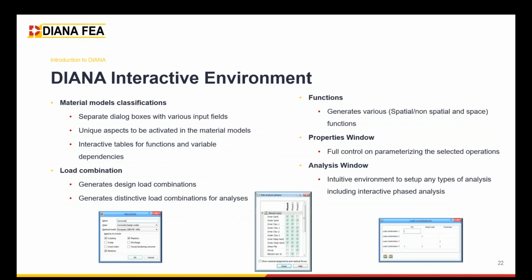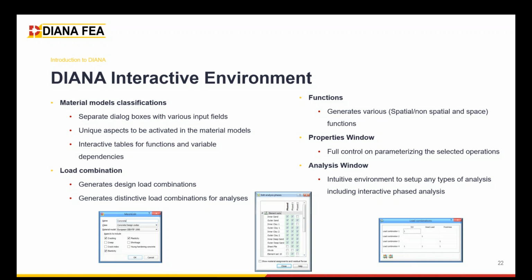Our material model classification offers separate dialog boxes with various input fields. You have also some unique aspects that you can activate at the material model level. These tables are interactive, and you can use a function or variable dependency. For load combination, you can generate a design load combination and also a distinctive load combination for analysis. As I mentioned in the previous slide, you can generate function, whether it's a spatial or non-spatial function or a space function.